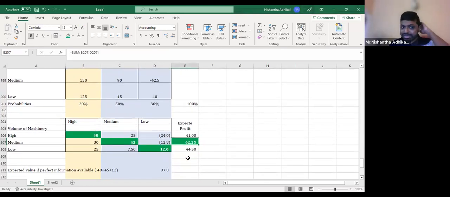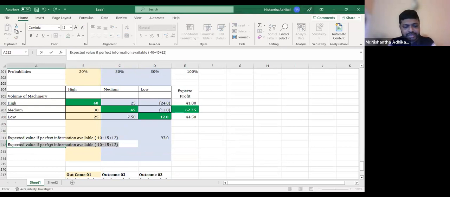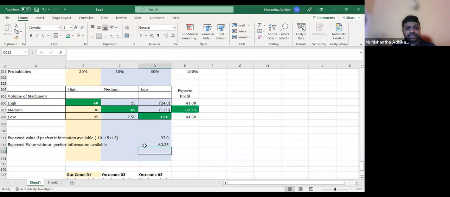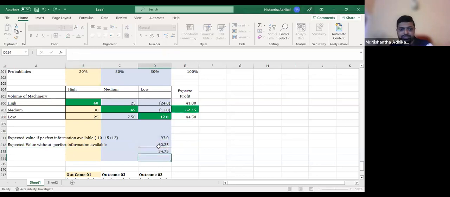62.25, because you have calculated the expected value, because you don't know the real actual value. Expected value without perfect information, you have already calculated: 62.25. Then if you know perfect information, you can get 97 million. If you don't know the perfect information, the value will be 62.5 million. Therefore, the value of perfect information will be the difference, 34.75.